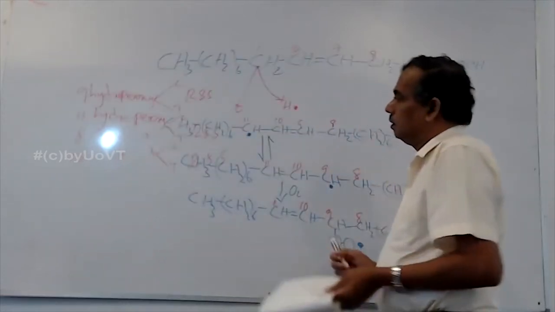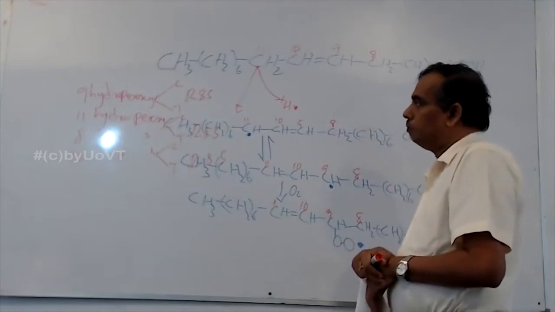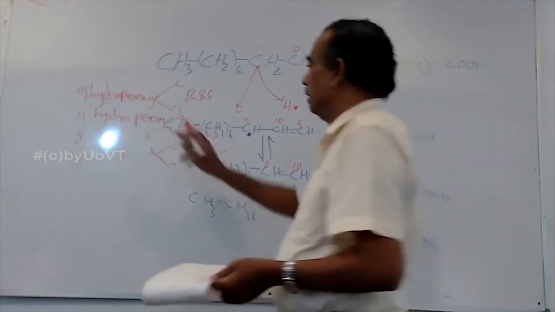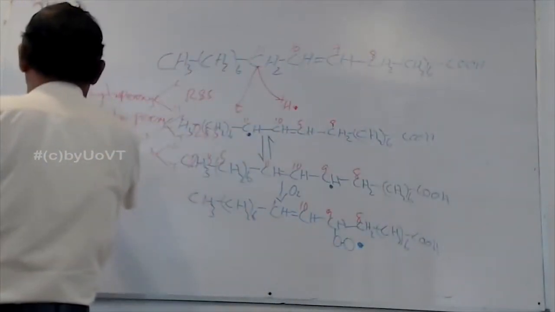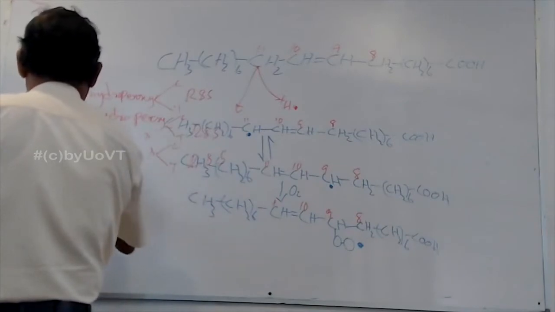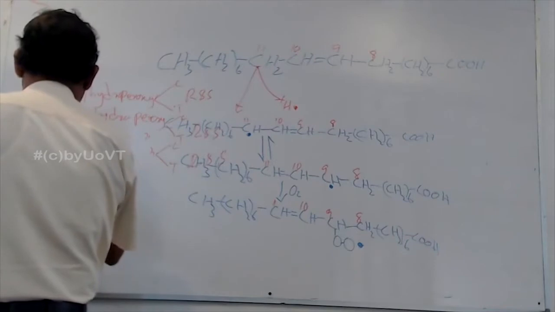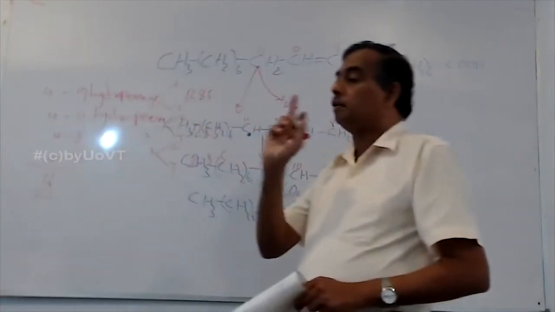Right. Now, how many compounds per group? 4 compounds, right? 9 hydroperoxide, 1, 2, 3, 4. 4 compounds. This is 4, this is 4, this is 4. What is the count? 16, due to 1 double bond.